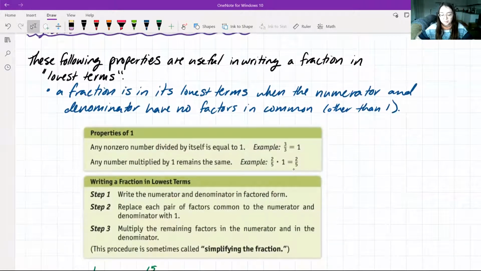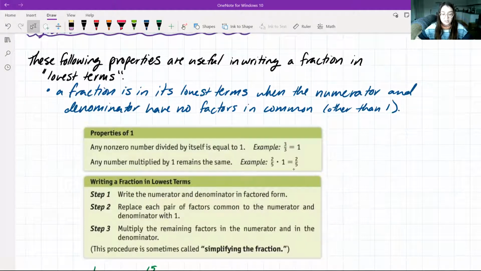Going through these properties, we have properties of 1. We have 2 items here. Any non-zero number divided by itself is equal to 1. For example, 3 divided by 3 is equal to 1. So anything divided by itself is just going to be equal to 1. Then any number multiplied by 1 remains the same. Another example: 2/5 times 1 is still equal to 2/5. In essence, if you take any number and multiply it by any equivalent of 1, it's still the same. We want to keep this idea in mind for a future objective.